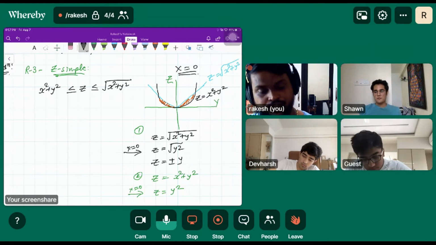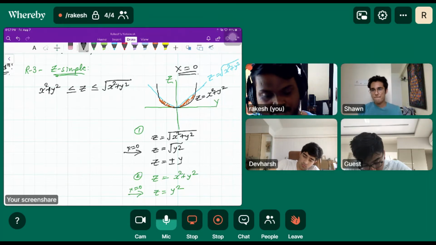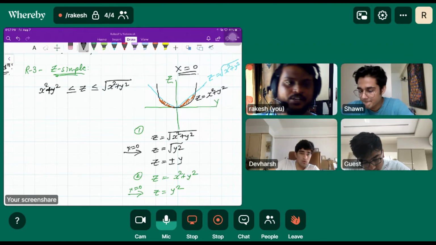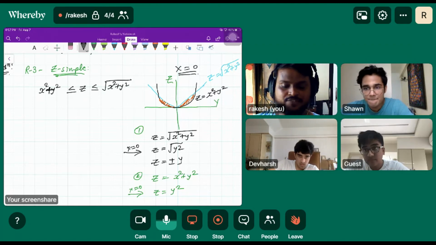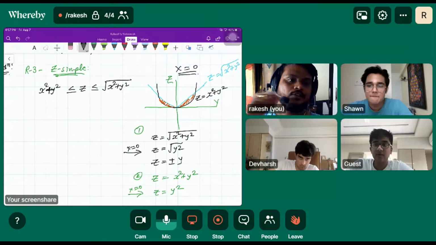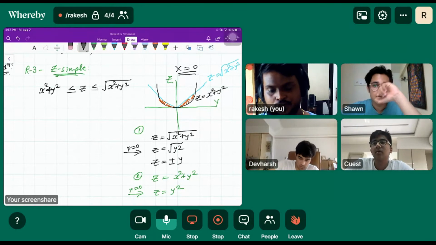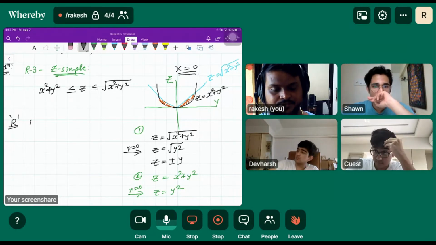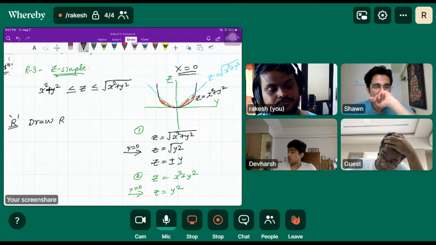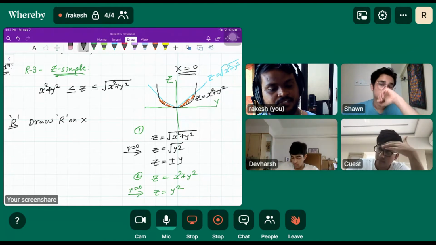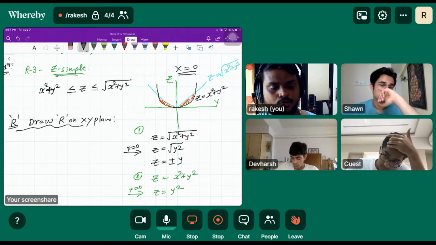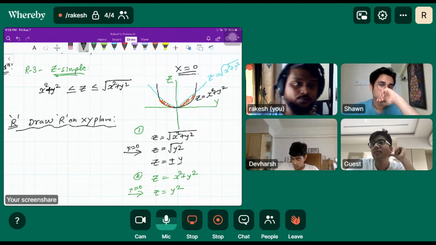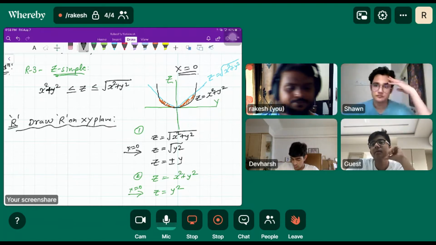Okay, now what is the intersection of that? Because we have to find out the level curve so that we can draw the projection of that level curve on the xy plane, right? The next job is to simplify the region or to draw the region on the xy plane. So for that, we have to find the intersection of both the surfaces, right?